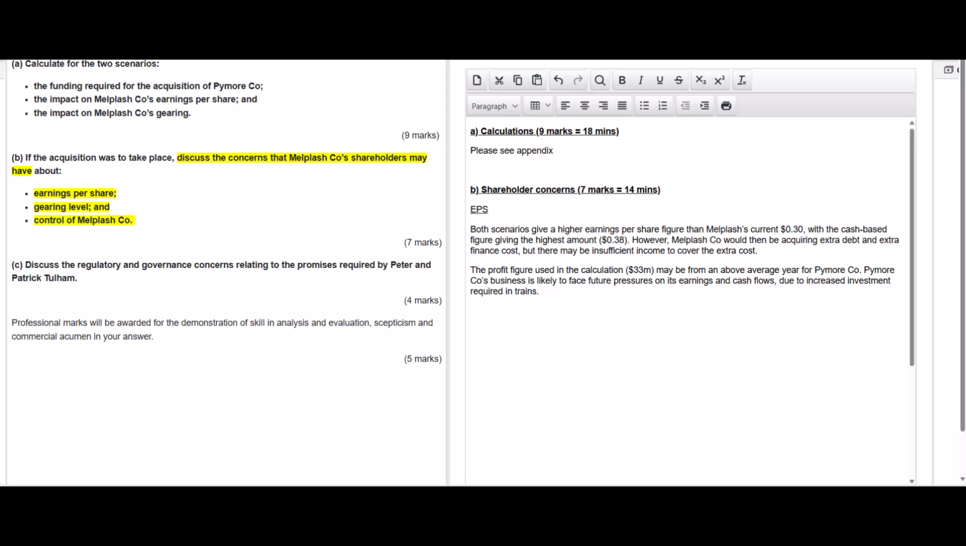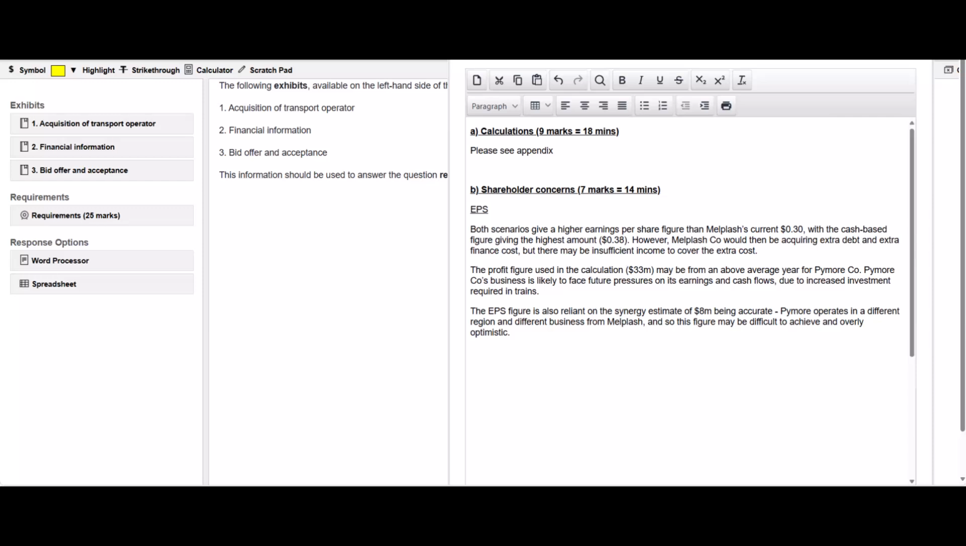Let's think about some other concerns they may have then. So I've challenged the profit figure. So I said the profit figure used in the calculation, 33 million, may be an above average year for Pymore. Remember, we've valued this whole company based on that earnings figure when we've been using these approaches. We did the value of equity based on that number. So it might be that actually that's slightly misleading, and they may face future pressures as well due to the increased investment required in trains. So again, we're really linking it to the scenario now. And we're seeing that actually, yeah, this could be too high, which would cause us to have overvalued it potentially.